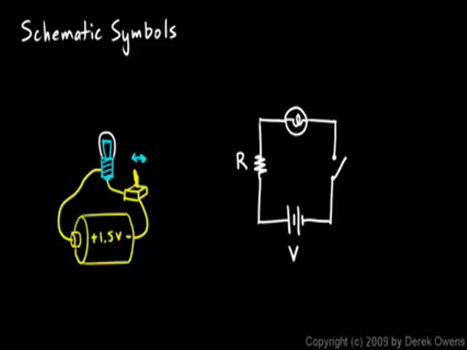and you should also know the schematic symbol for a capacitor. Here's a wire. The capacitor is just two parallel lines like that that don't touch. That's a capacitor, and we'll see those later on in the course.